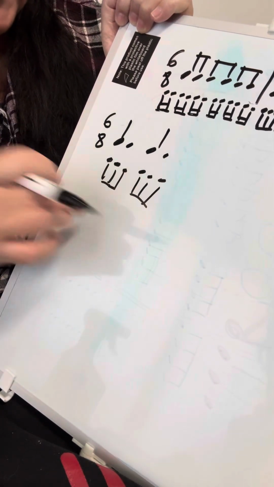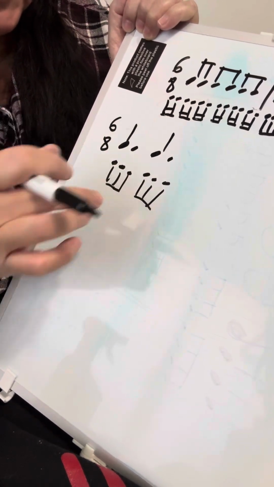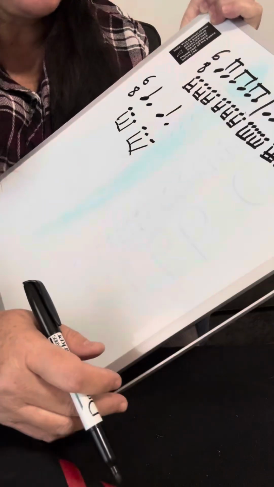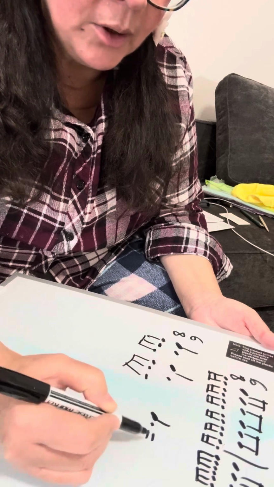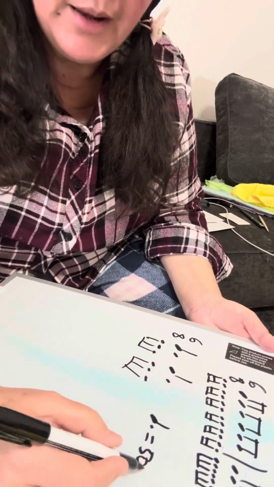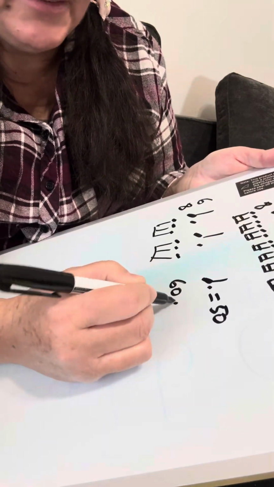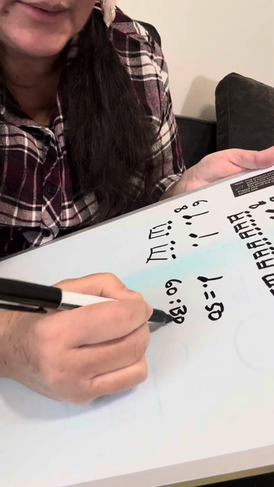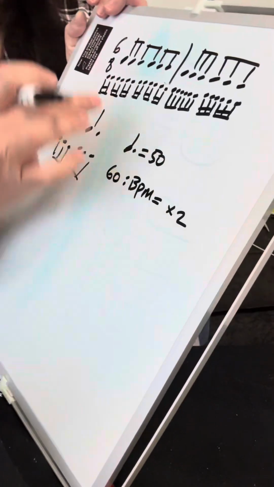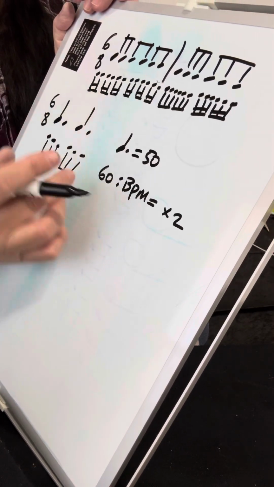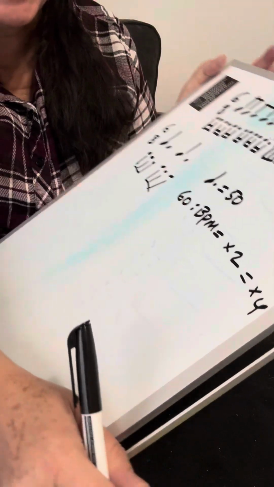Ta ta ta ta. Okay. If one dotted quarter note is equal to 50, 50 is the BPM. So what we do, we have 60 divided by the BPM. The result multiplied by 2, because the number of the beats on the 6/8 is 2 beats of the dotted quarter note, and the result multiplied by 4 because it's 4 measures that change.